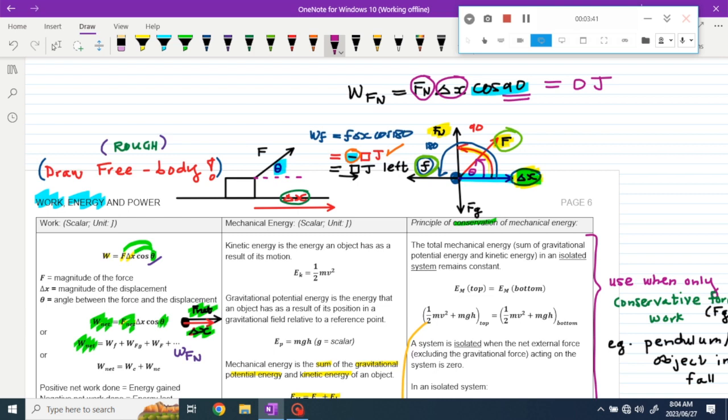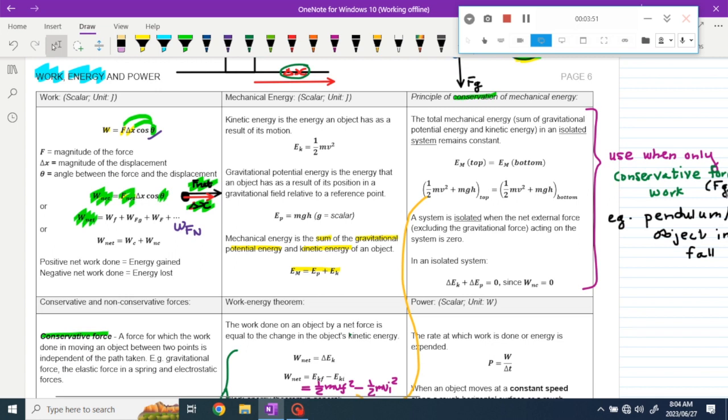If you look at any memo marking guidelines, if you see there are works that are missing, it's probably because the work done by those forces is 0. Okay, if you want to include it in your calculation, however, you will not be penalized. In fact, if it's going to help you to think, then include it.